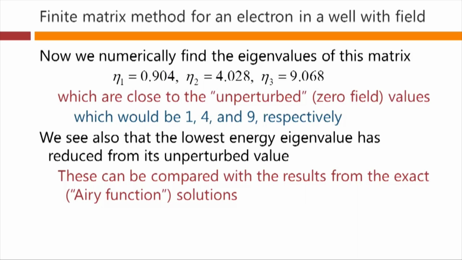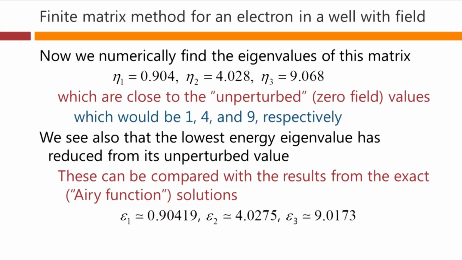Incidentally, we can solve this problem exactly. The results require the use of Airy functions, and so we can write down the exact answers to this problem. The first energy level would be 0.90419, so obviously that's essentially the same. The second one would be 4.0275, so that's obviously actually the same. The third one's a bit off. We shouldn't actually be surprised at that, and that's in part because we only put 3 of these basis functions into our problem. However, we can see for the first level, this is looking really very good.